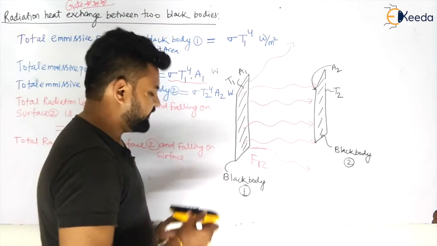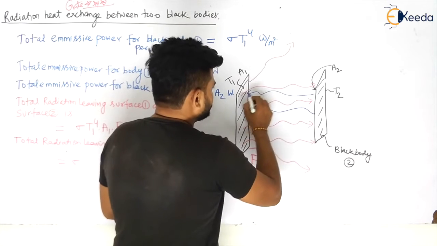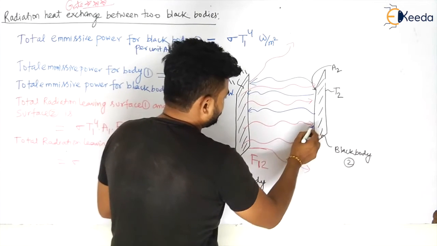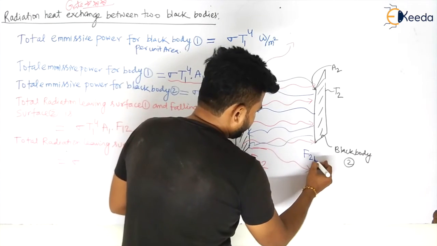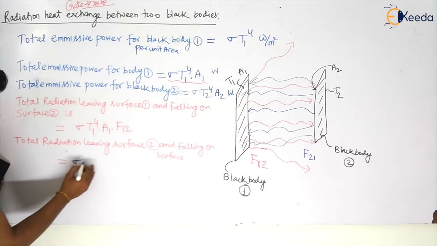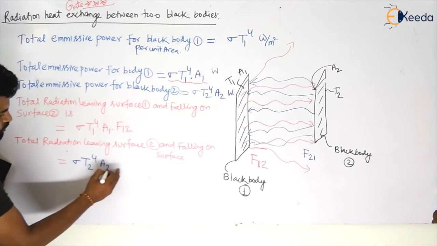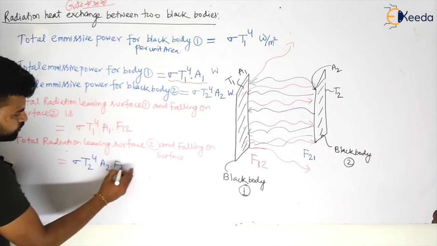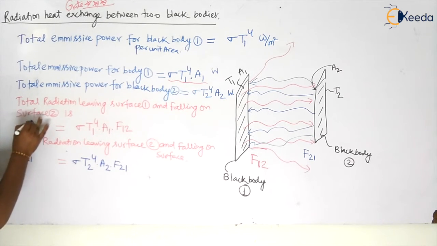2 means that which is coming out from this and falling on 2. So what will be the view factor or shape factor for this? That is leaving surface 2 and falling on 1, my dear students. So this will be given by sigma T to the power 4 multiplied by A2 into F21, my dear students, F21. So this is what is leaving 2 and falling on 1. This is what is leaving 1 and falling on 2. So that is the net.